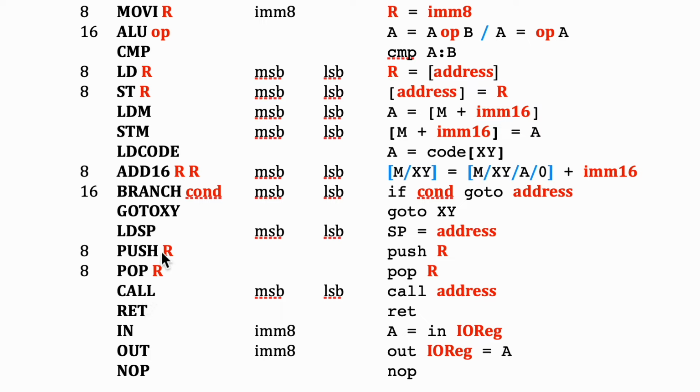The push instruction has 8 variations because you can push any one of the 8-bit registers. And likewise, you can pop from the stack by using the pop instruction.